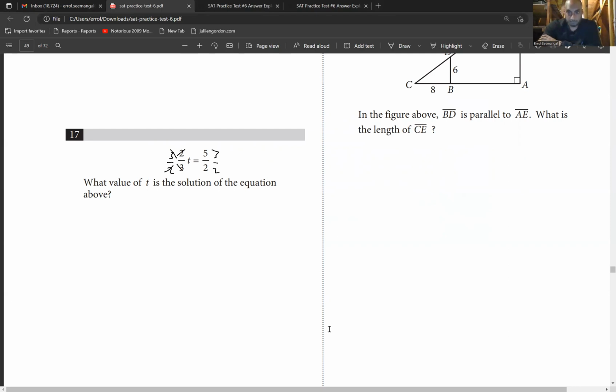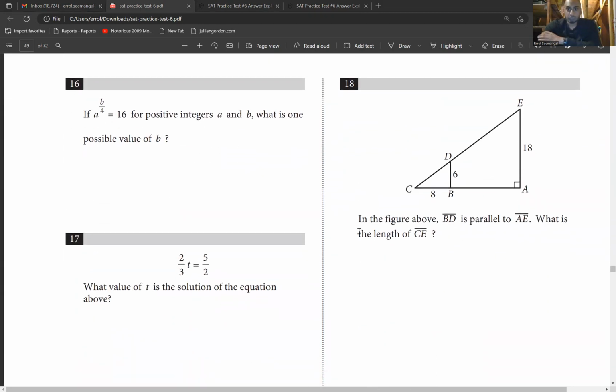17, 18. Okay, two triangles. The figure above, BD is parallel to AE. What is the length of CE? Just use ratios. Okay. What are we writing?